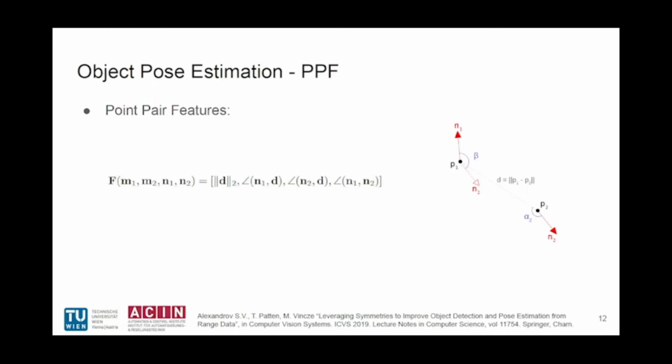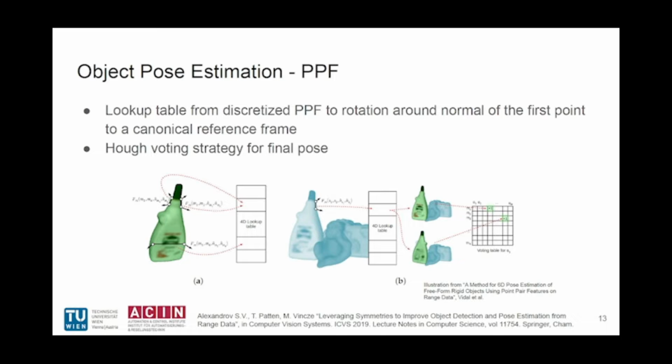So if you have 2 points with their normals, then you can compute what's called the point pair features. As you can see in the slide, that's the distance between the 2 points, the angle between one normal and the P1, P2 vector, the angle between the other normal and P1, P2, and finally the angle between the two normals. So they're very simple, and you can notice that they're all rotation invariant, which is quite important.